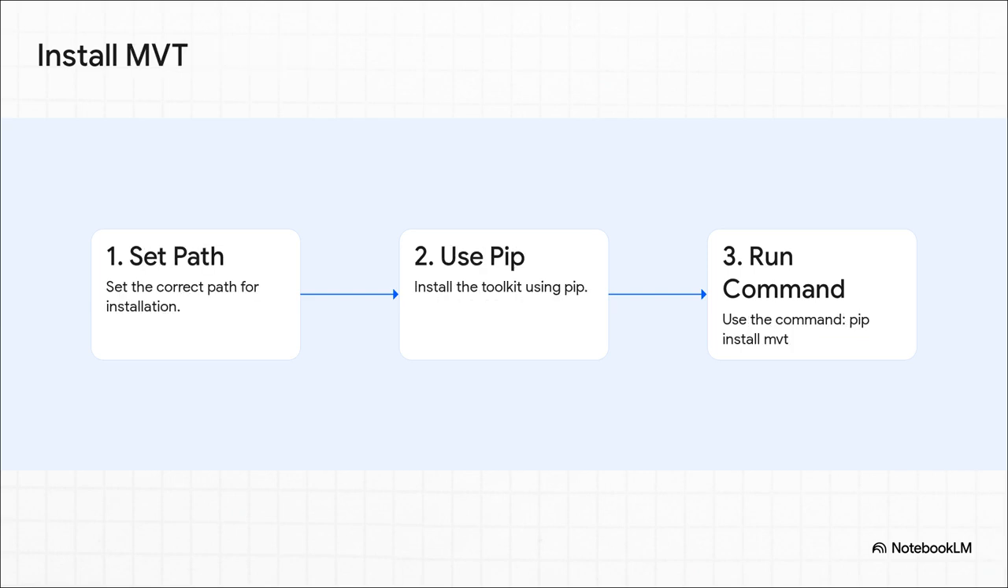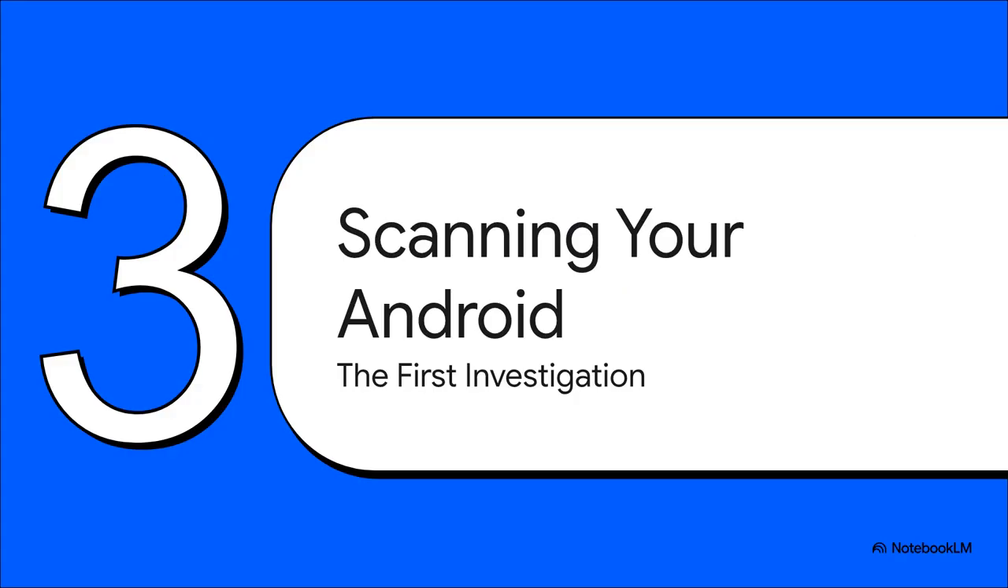Easy. With those dependencies ready to go, installing MVT itself is, believe it or not, super simple. There's a quick one-time step to tell your computer where to find these tools, which the documentation explains really well, but then the core command is just pip install mvt. That's it. Pip does all the heavy lifting for you. Okay, so the toolkit is installed on our computer. We're ready for the main event, prepping an Android phone and launching our very first investigation.